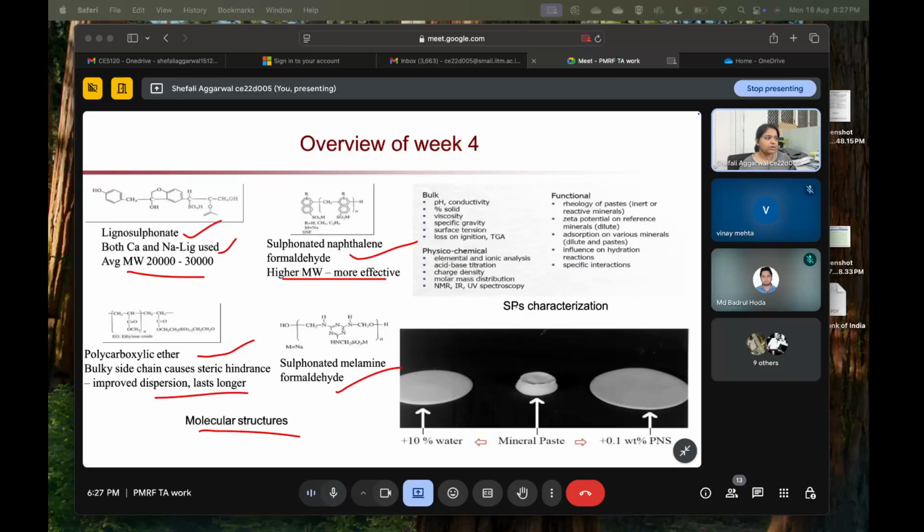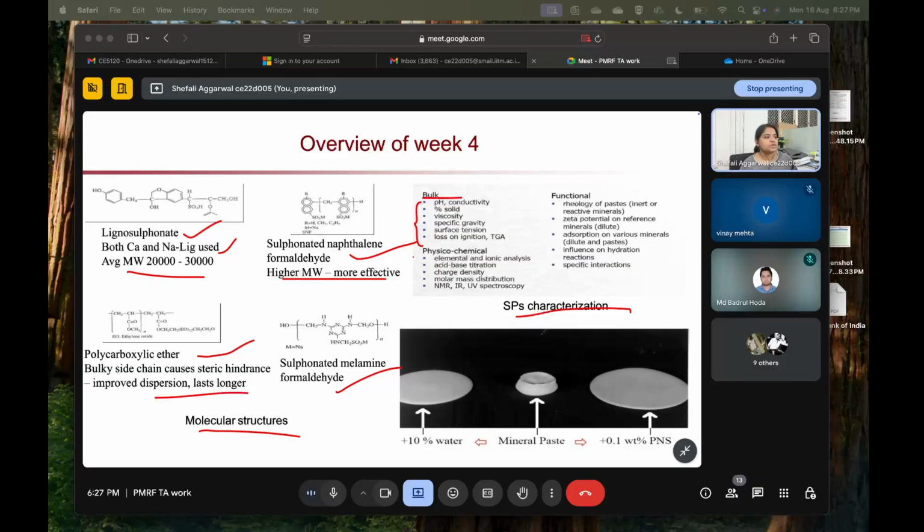And next is what the characteristics of your superplasticizer should be. If we talk about bulk superplasticizer, only the chemical, what we look at is pH, percent solid, viscosity, specific gravity, surface tension, and LOI and TGA.